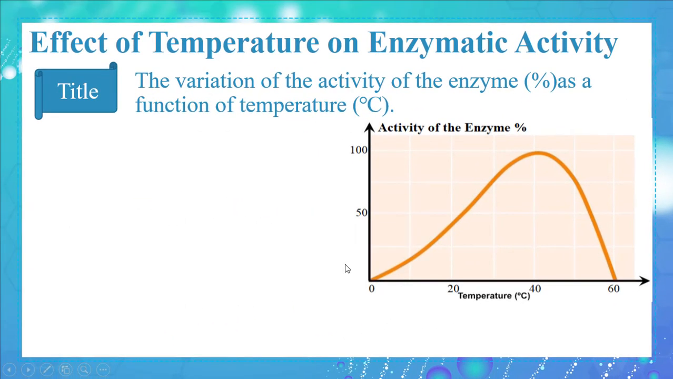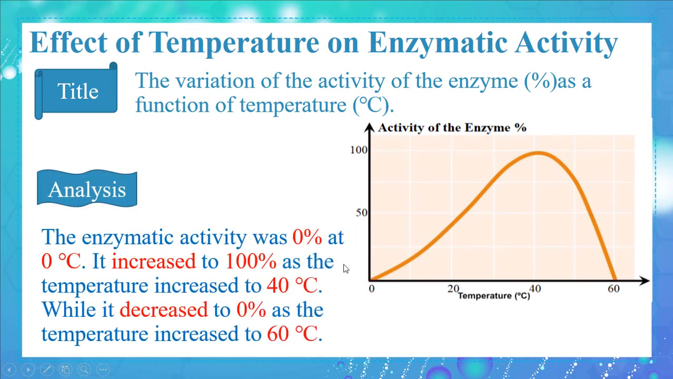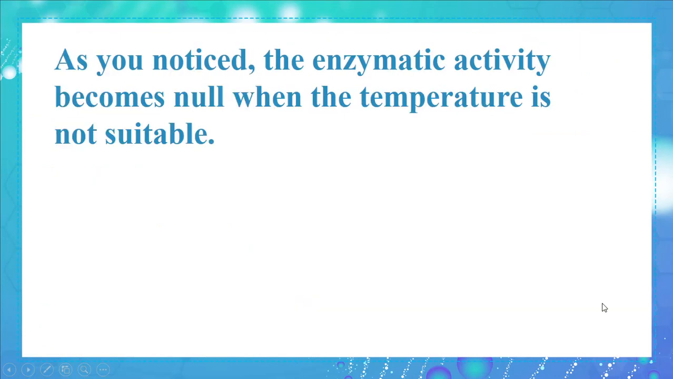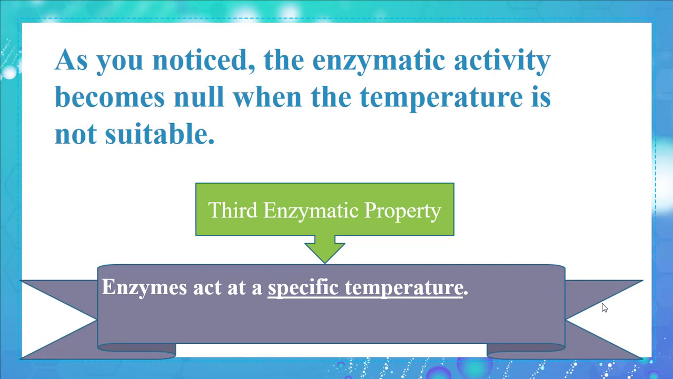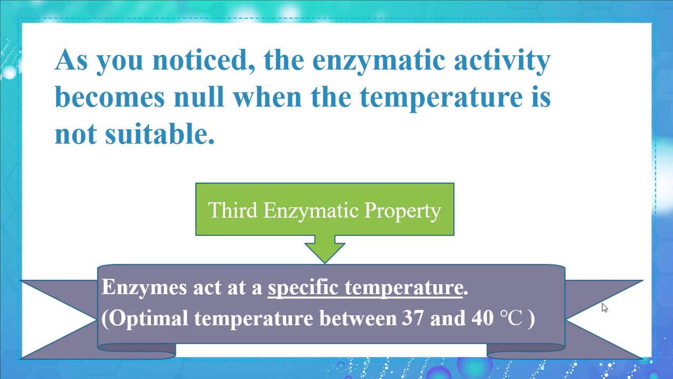Let's move to the analysis. The enzymatic activity was 0% at 0 degrees Celsius. It increased to 100% as the temperature increased to 40 degrees Celsius, while it decreased to 0% as the temperature increased to 60 degrees Celsius. As you noticed, the enzymatic activity becomes null when the temperature is not suitable. So the third enzymatic property, enzymes act at a specific temperature. The optimal temperature for the activity of the enzyme ranges between 37 and 40 degrees Celsius.